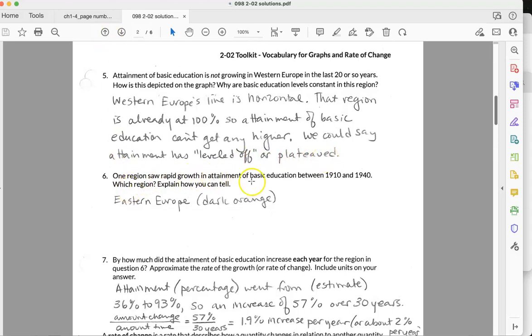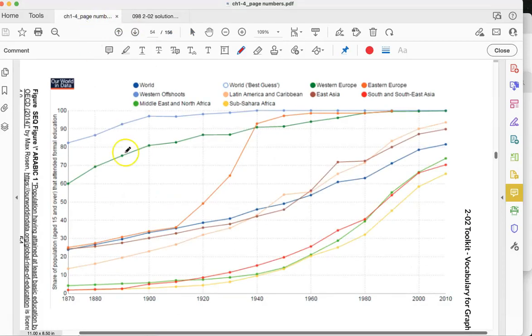One region saw rapid growth in attainment between 1910 and 1940. Which region, and how can you tell? So between 1910 and 1940, this is the distinct outlier here. And this orange region is Eastern Europe. So between 1910 and 1940, Eastern Europe went from maybe 35 or 36% to over 90% attainment of education, which is a pretty dramatic change, and it really stands out compared to the rest of the world over that time period.